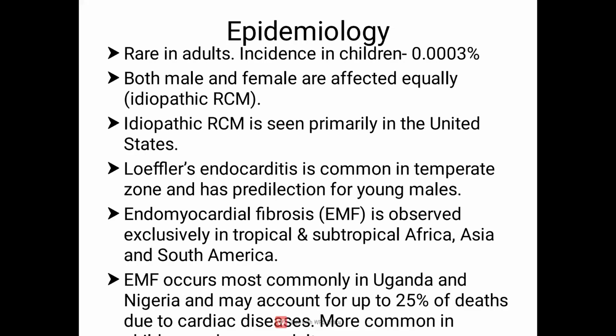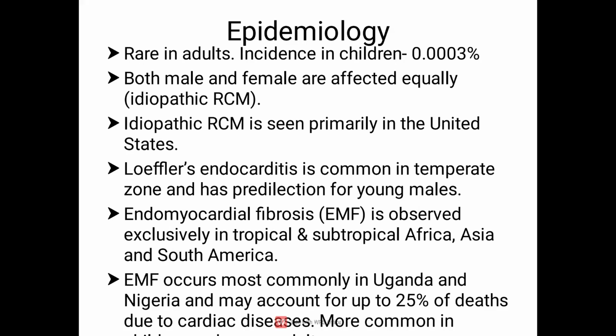Looking at the epidemiology, restrictive cardiomyopathy is very rare in adults, but they said the incidence in children is about 0.003%. Reference that from the European Society of Cardiology 2023 cardiomyopathies. Both males and females are affected equally, especially with the idiopathic type, and the idiopathic type is seen primarily in the United States.